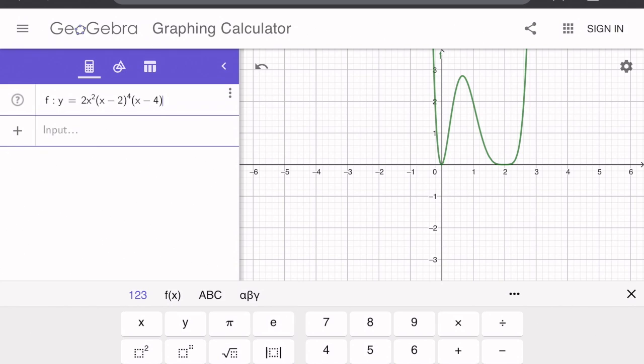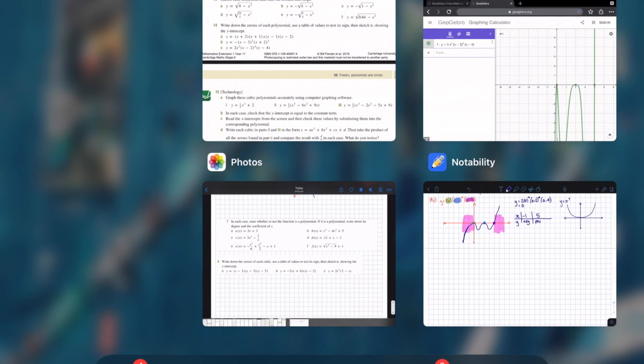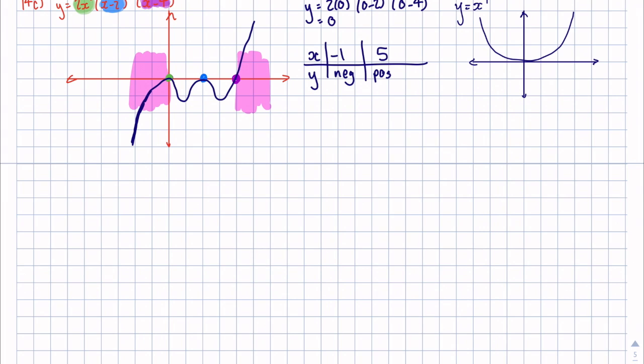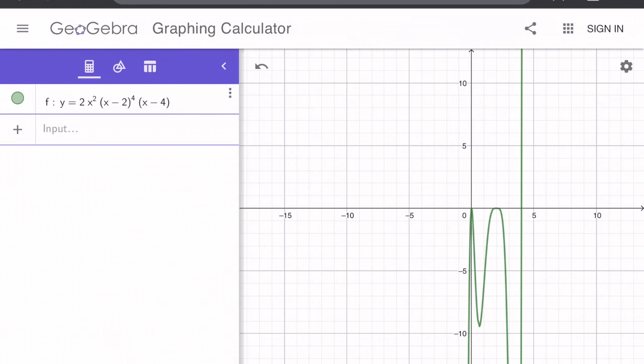Two times -1, 4. -1 take, yeah, that's to the 4, so that's positive. -1 take 4, negative. What have I done wrong? 2x squared, (x − 2) to the 4, (x − 4). We had a normal parabola thing looking at... Oh, yeah, it's updated now. It just hadn't updated before.